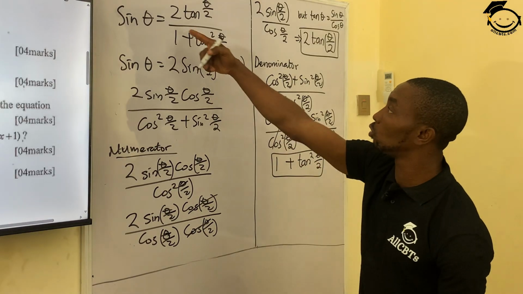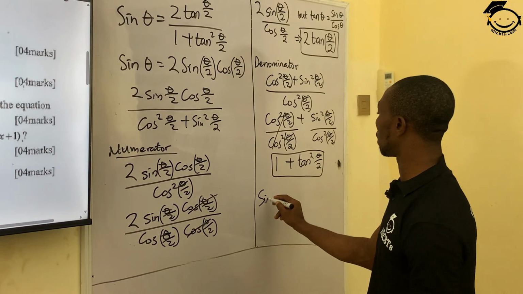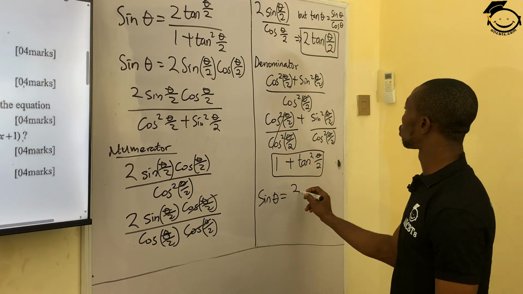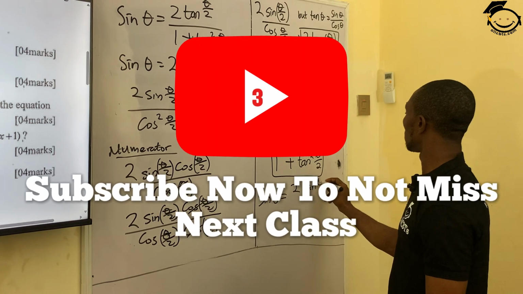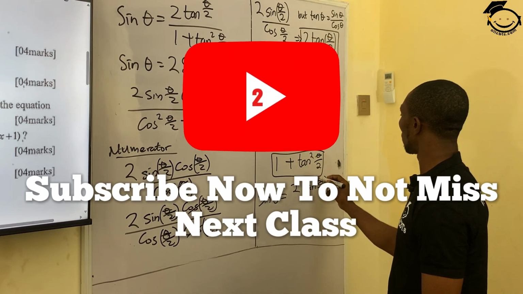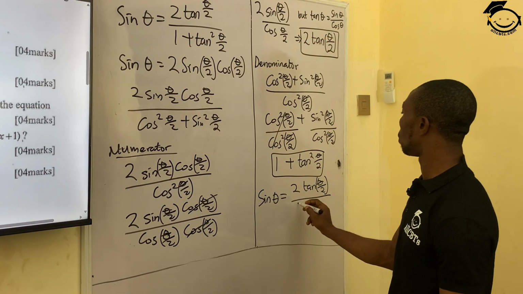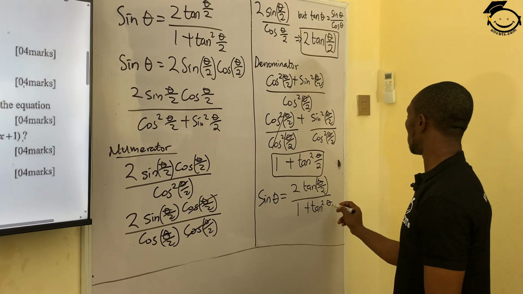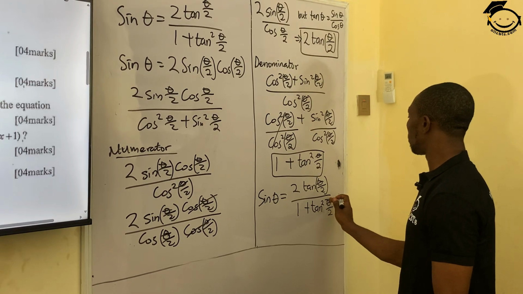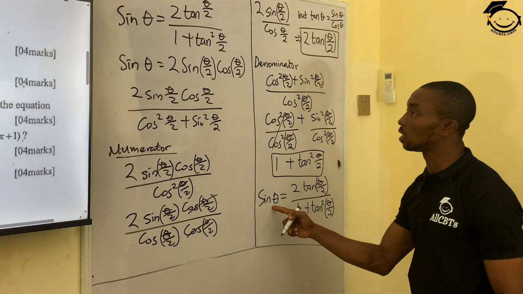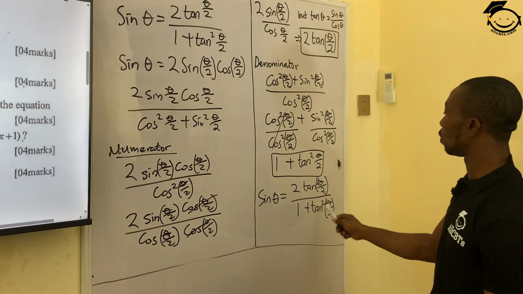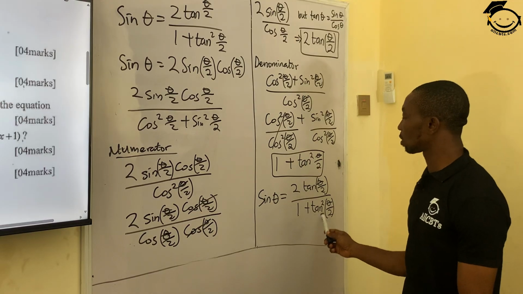So now coming back to this equation, we have sine theta equals, our numerator is 2 tan theta over 2, and our denominator is 1 plus tan squared theta over 2. So we've proven that sine theta equals 2 tan theta over 2 all over 1 plus tan squared theta over 2.